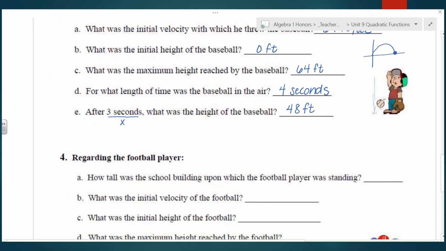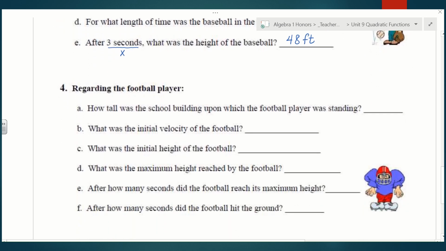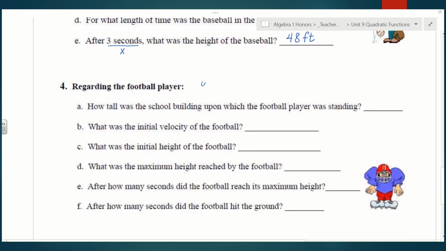Okay, so now we're going to talk about the football player. I'm going to go back really quick and write down the equation again. This one was negative 16t squared plus 64t plus 75. So how tall was the school building upon which the football player was standing? Well, because our y-intercept isn't 0, we're going to say 75 feet for this one.